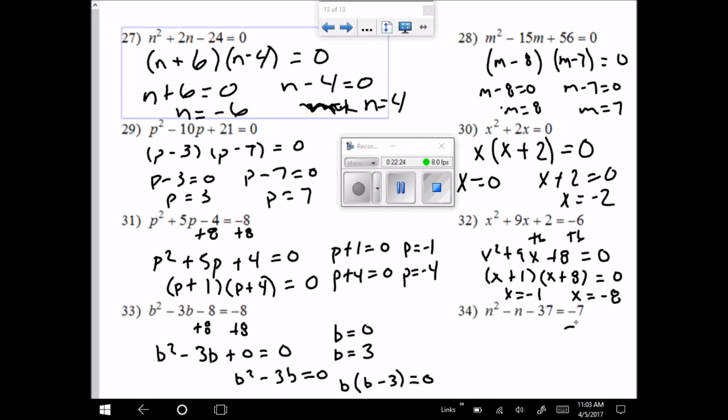Last one, we're going to add 7. We got n squared minus n minus 30 equals 0. No GCF. So factor n and n. So I need factors of 30 that will give me 1, and they're going to be different. So I'm going to subtract. So I'm going to probably go with 5 and 6. I need 6 to be negative there. So my roots would be negative 5 and 6.